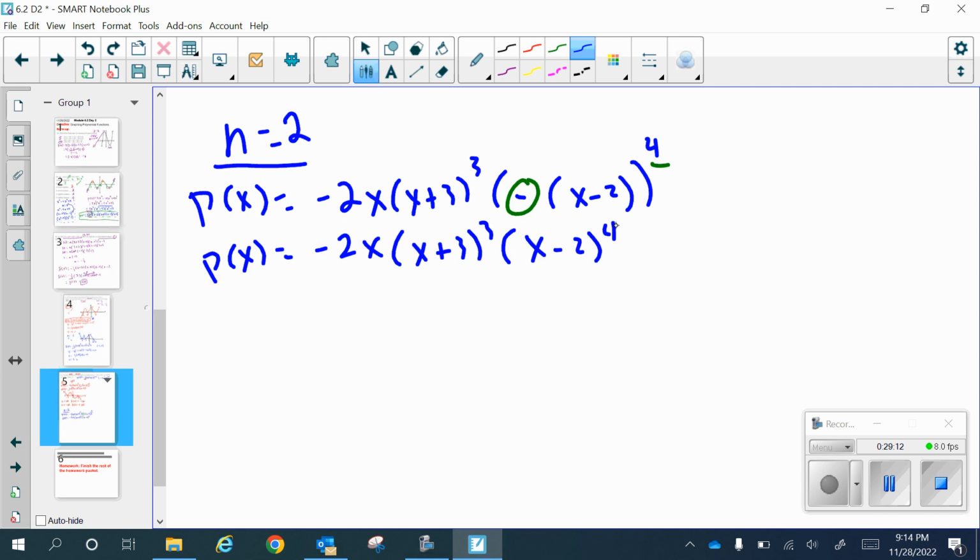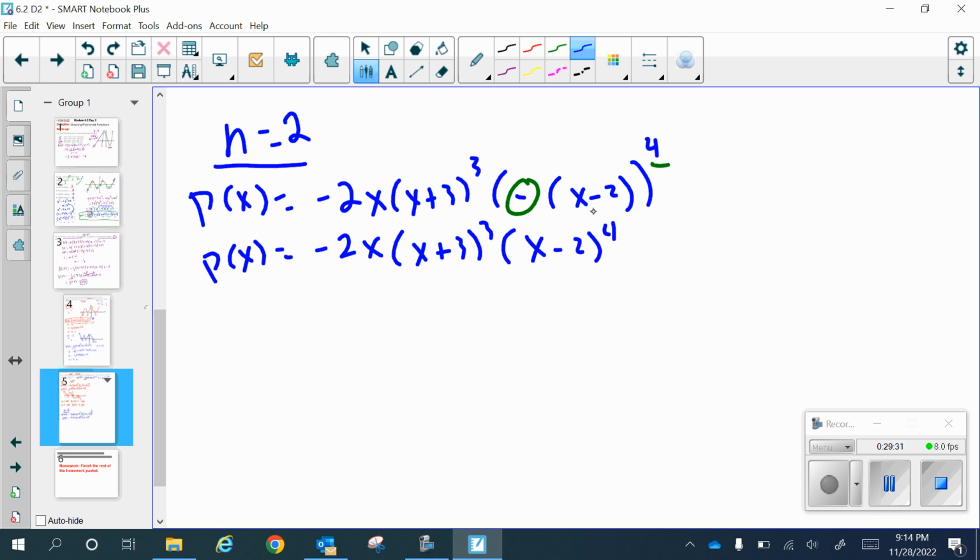Anytime you have two things being multiplied together and it's all raised to a certain power, you can kind of distribute that power in. So distribute this 4th power to the negative and to the x minus 2. You end up getting negative 1 to the 4th power, which is 1, and x minus 2 to the 4th power, which just stays at x minus 2 to the 4th power.